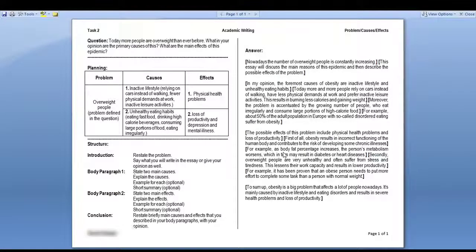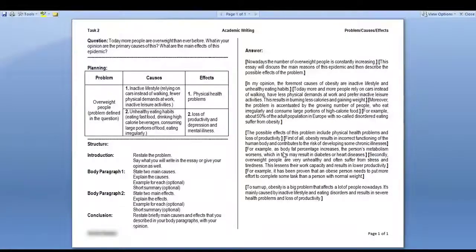Secondly, overweight people are very unhealthy and often suffer from stress and tiredness, because I'm talking about loss of productivity and depression and mental illness. So that is my point, loss of productivity. A lot of people are unhealthy and often suffer from stress and tiredness. This lessens their work capacity and results in lower productivity. So that means because they're in a lot of stress, they're not able to concentrate properly. And if they're not able to concentrate properly, they will not be able to work as much as they should. Then I'm giving an example.